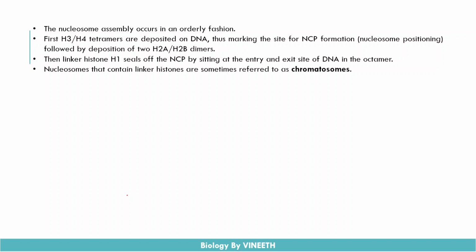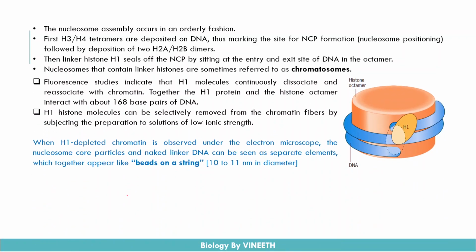So the entry and exit site of the DNA in the octamer is sealed by what? The linker histone. The nucleosomes which contain the linker histones are often referred to as chromatosomes, and without the linker histones, that is just a normal nucleosome. Remember this. This is what the linker histones do: they are involved in the attachment of the entry and exit site, like this. So this is the major role of the histone proteins. If the nucleosome contains the linker histone, you will call that a chromatosome.